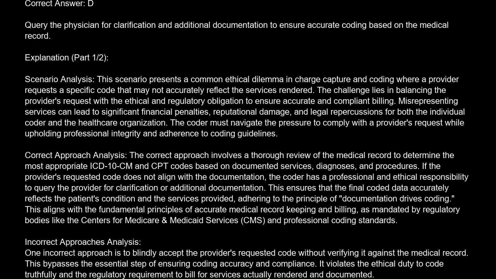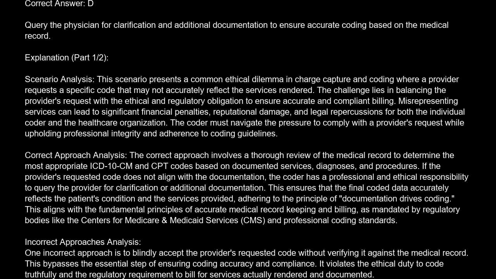Explanation. Scenario analysis. This scenario presents a common ethical dilemma in charge capture and coding, where a provider requests a specific code that may not accurately reflect the services rendered. The challenge lies in balancing the provider's request with the ethical and regulatory obligation to ensure accurate and compliant billing. Misrepresenting services can lead to significant financial penalties, reputational damage, and legal repercussions for both the individual coder and the healthcare organization. The coder must navigate the pressure to comply with a provider's request while upholding professional integrity and adherence to coding guidelines.